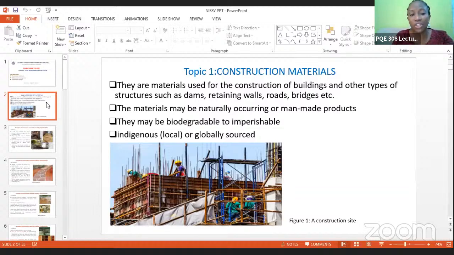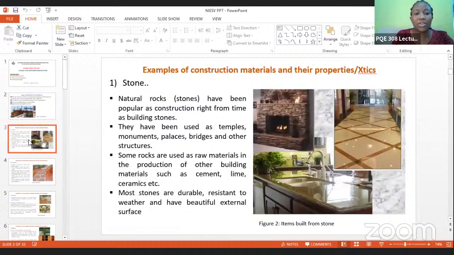And talking about construction materials, some materials are naturally occurring, while some are man-made products. Some are biodegradable, while some are perishable. Some are sourced locally, while some are sourced globally. Those are construction materials. We are going to be talking about the construction materials and their properties, or we can call them their characteristics.